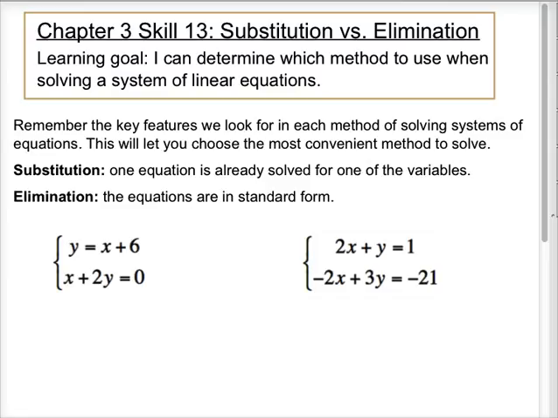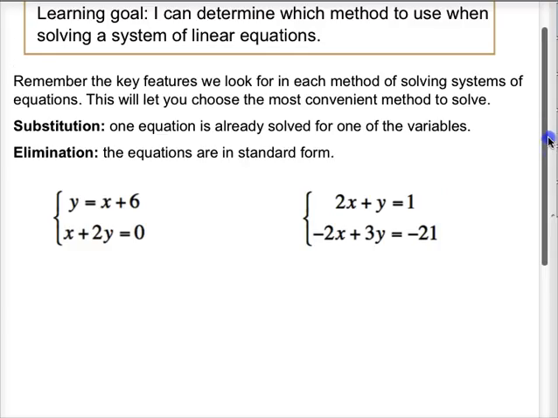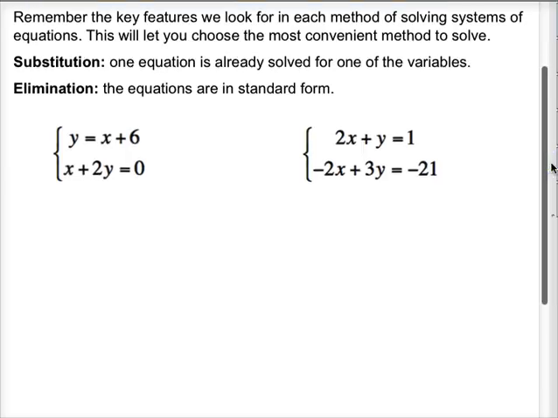Okay, and for elimination, what you're looking for is if the equations are in standard form. Standard form means that they're basically set up in order to be eliminated. So let's take a look. That first example, y equals x plus 6 and x plus 2y equals 0. What I want you to notice is that one of them is already solved for a variable. In that top equation, the y is already by itself, and that means it's very readily set up for substitution.